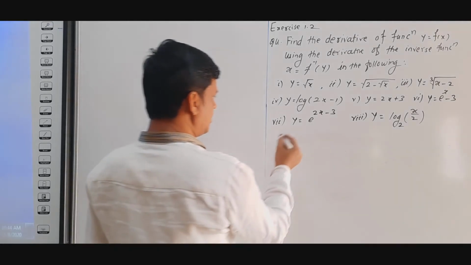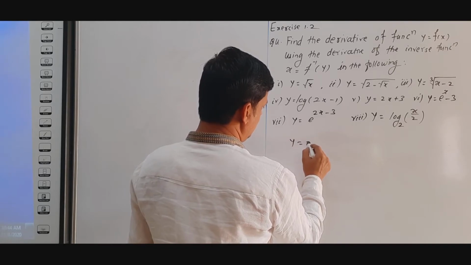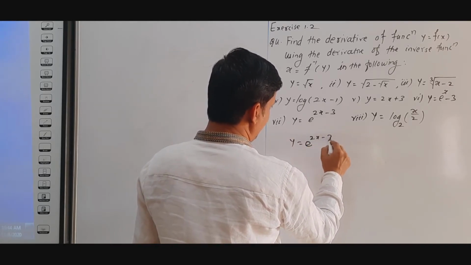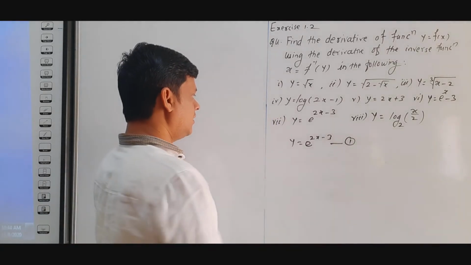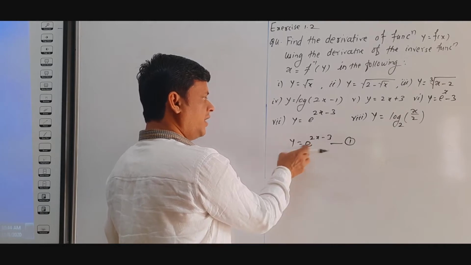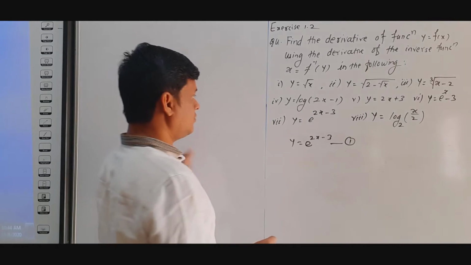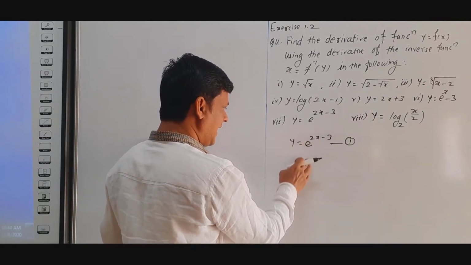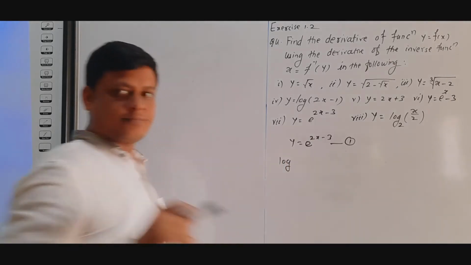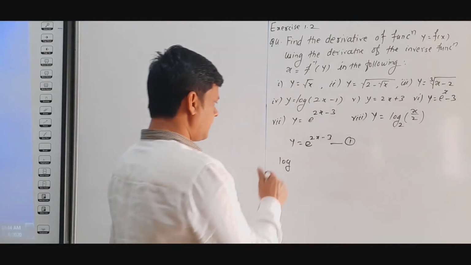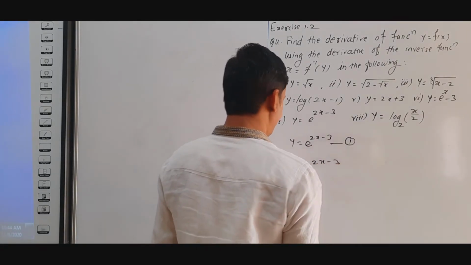Now say subquestion number 7. So here y is equal to e raised to the power 2x minus 3. We denote this as equation number 1. Now we have to again reduce this in the form of logarithm. So we write this in logarithmic form as log of y is equal to 2x minus 3.